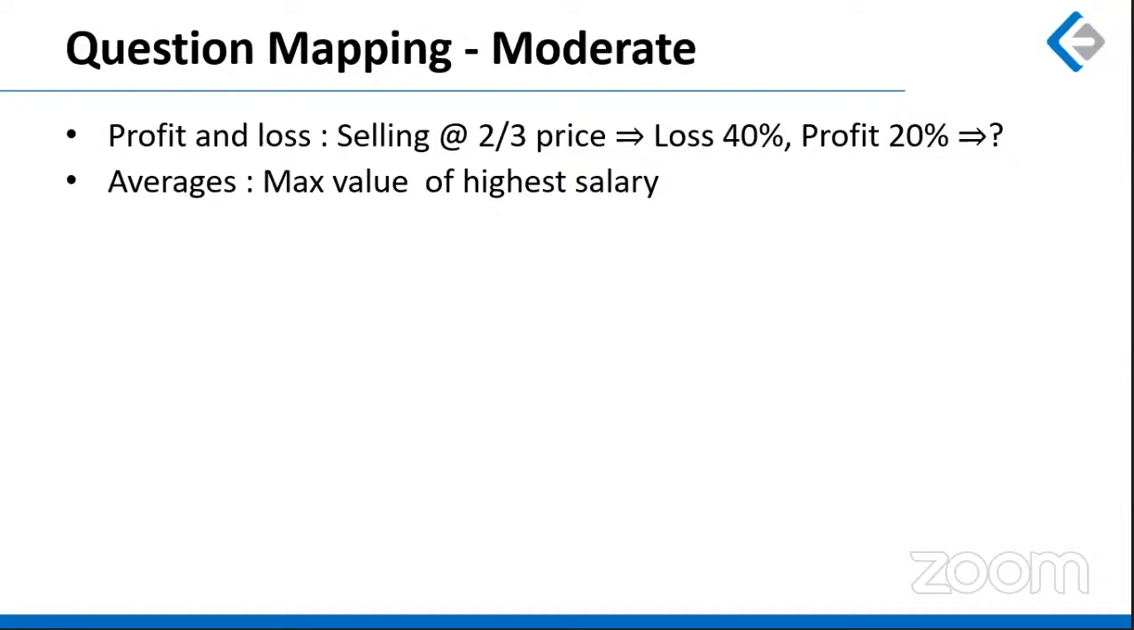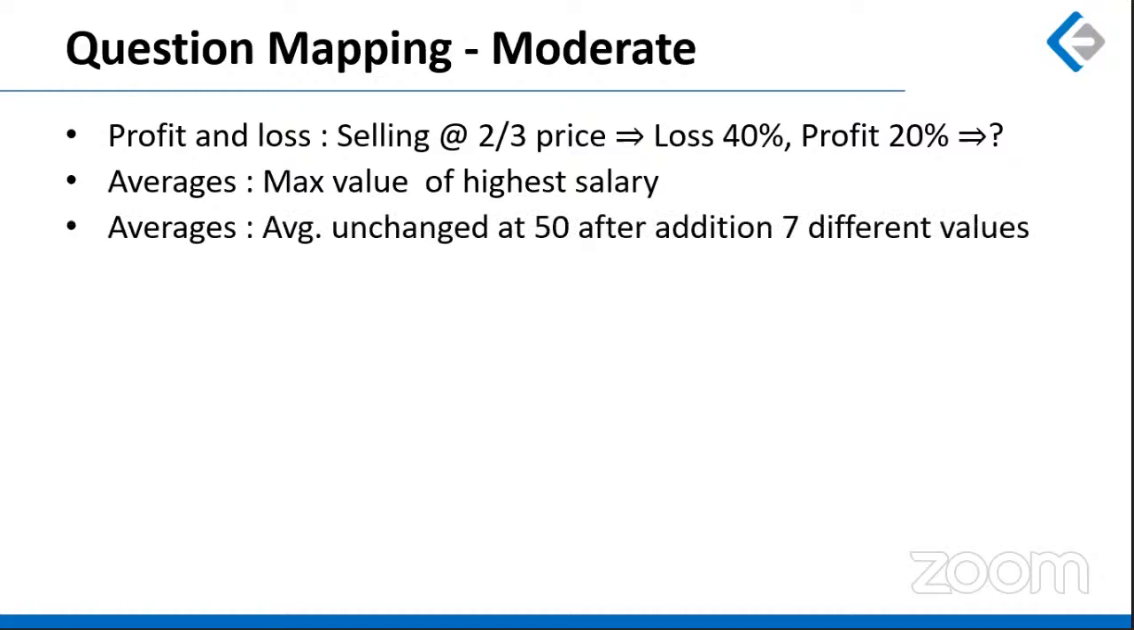Out of the total, you have to keep subtracting the values, like you have to subtract 12, and you have to subtract 9 twice. And the remaining values, you should split in such a way that you get one of the values as the highest value. Another question based on averages.